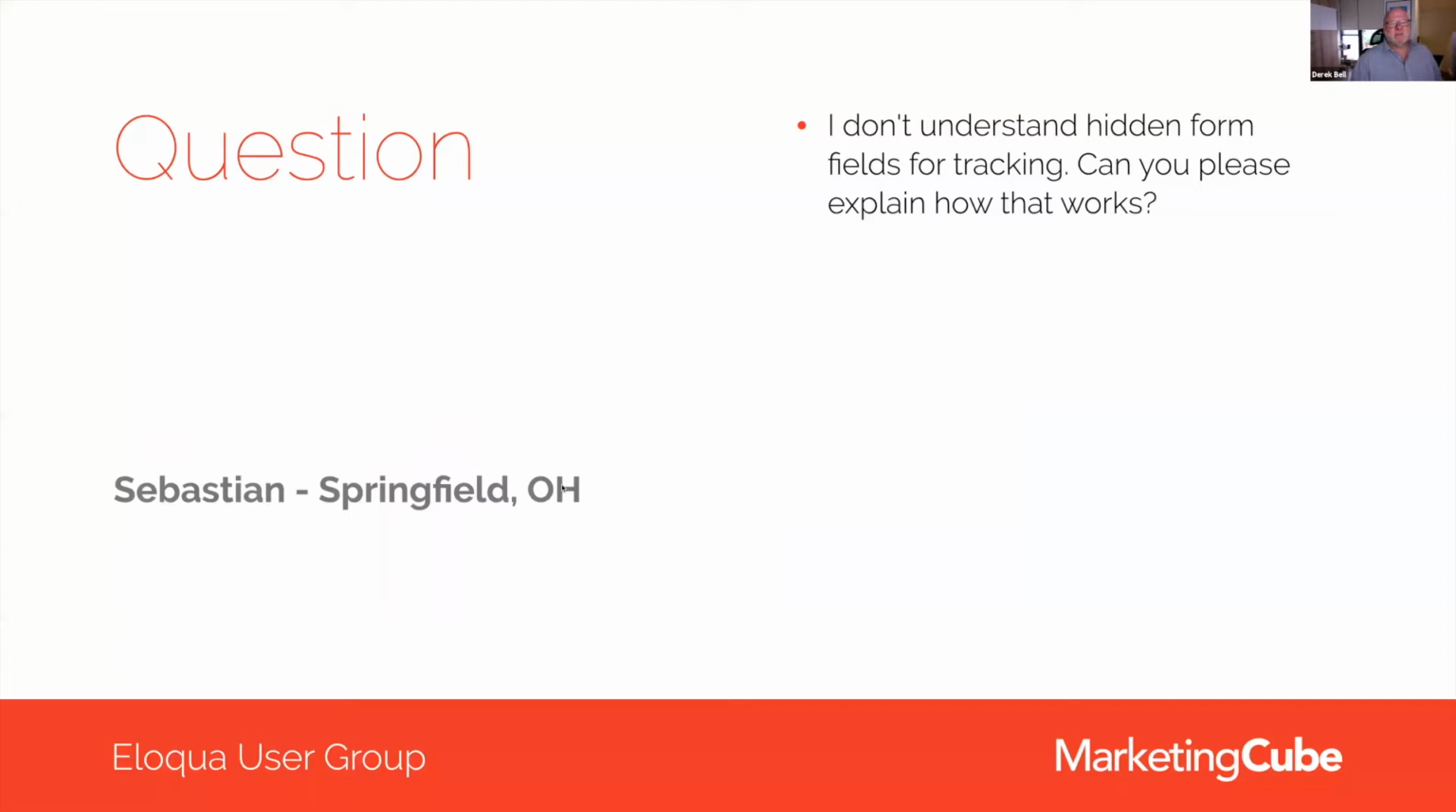All right, and next question is from Sebastian in the US. He says, I don't understand hidden form fields for tracking. Can you please explain how that works? Okay, well, Sebastian, we actually did an entire user group last year around attribution that covered all the key points of how to set up various attribution models, and hidden fields was a part of that exercise as well.